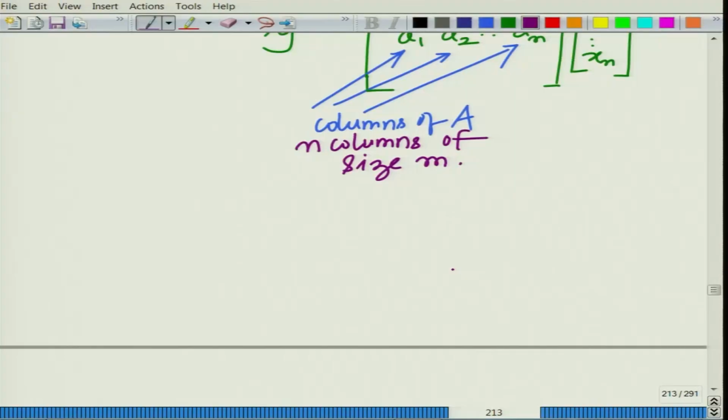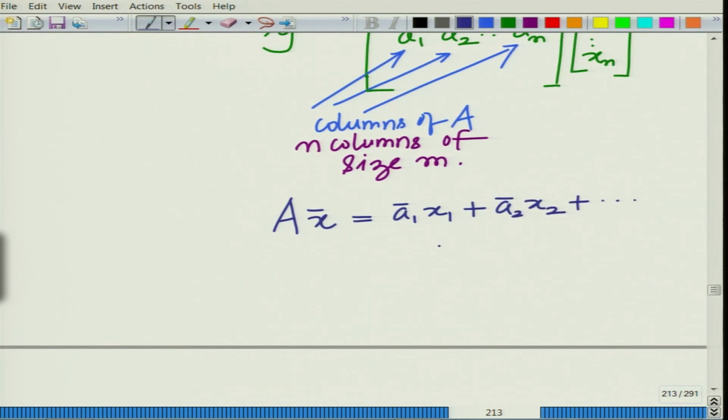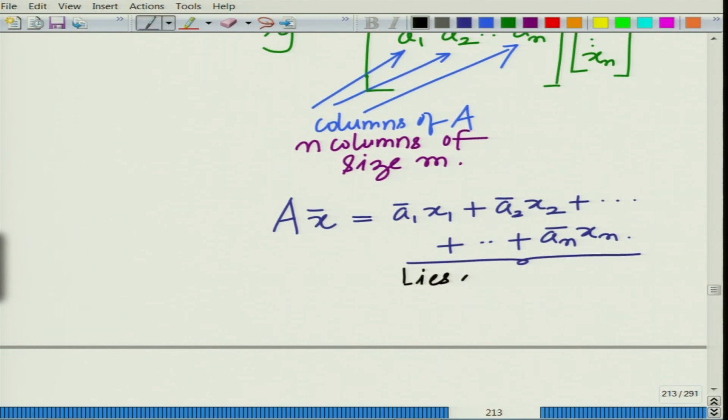Okay. So, let us denote this. Now, the thing that you have to observe here is that if you look at A x bar, that is equal to A1 bar x1 plus A2 bar x2 plus so on plus An bar xn, this lies in the n dimensional subspace, and in fact this lies in the column space of A.